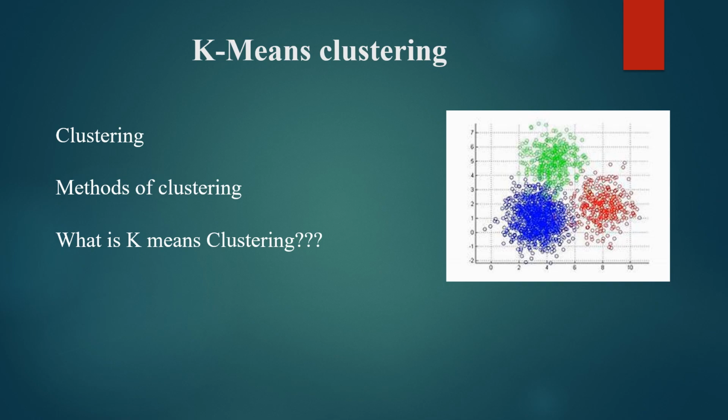It is similar to the expectation maximization algorithm for mixtures of Gaussians in that both of them attempt to find the centers of natural clusters in the data. It assumes that the object attributes form a vector space.